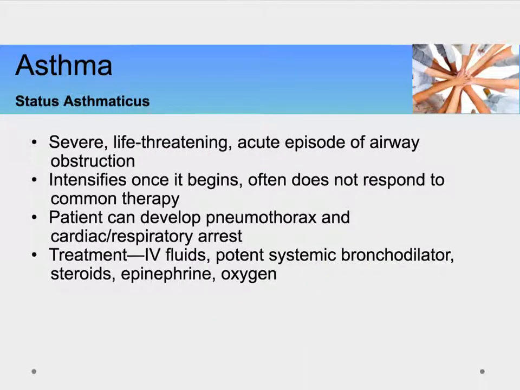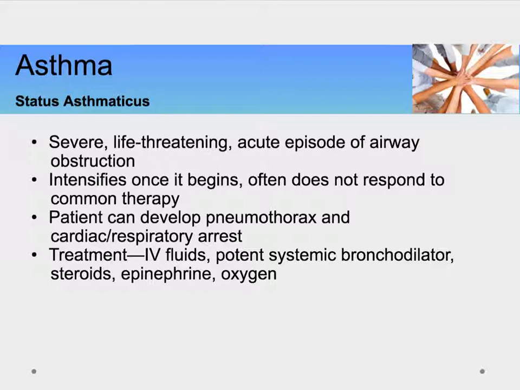One last thing about asthma. Like we said earlier in the introduction, it can become a life-threatening situation due to the very acute effects of the bronchoconstriction and the inflammatory response. It could actually completely constrict an airway. Status asthmaticus is a severe, life-threatening, acute episode of airway obstruction. It intensifies once it begins and often does not respond to usual therapy. So this is kind of like your super, super bad asthma attack.